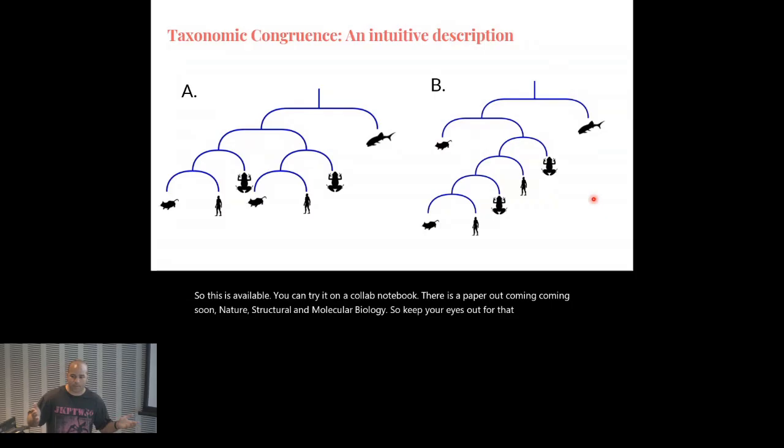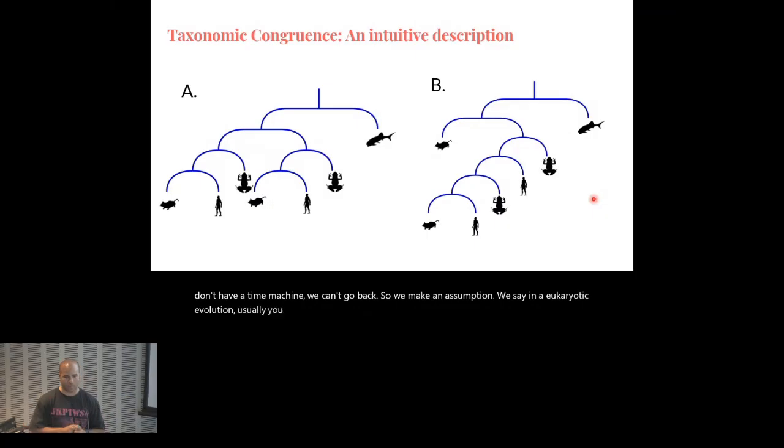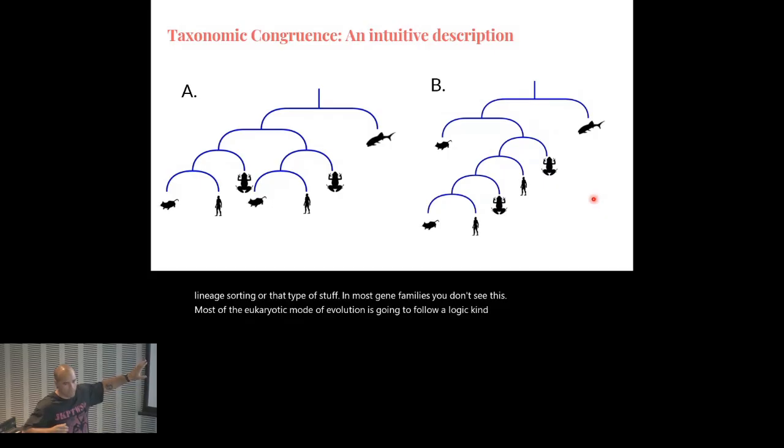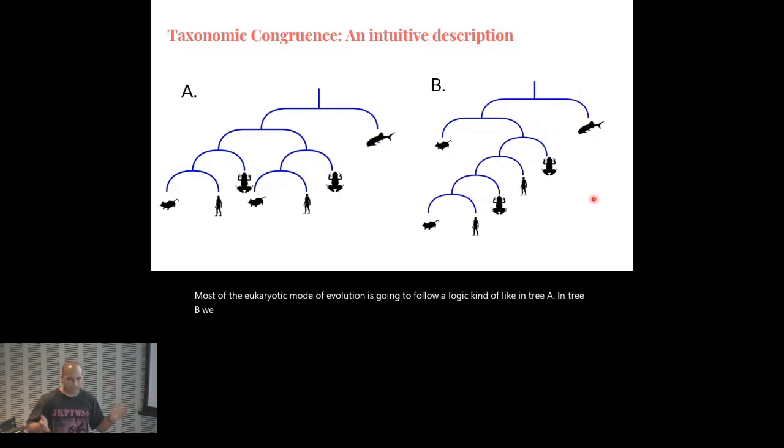So yeah, how do we actually benchmark trees? Because we don't know what evolution did, we don't have a time machine. We can't go back. So we make an assumption. In eukaryotic evolution, usually you just inherit vertically. You can't really do lateral transfer or incomplete lineage sorting or that type of stuff. In most gene families, you don't see this. Most of the eukaryotic mode of evolution is going to follow a logic kind of like in tree A. In tree B, what we know about vertebrates says that tree B is very unlikely, and tree A represents an evolutionary scenario that we can believe.